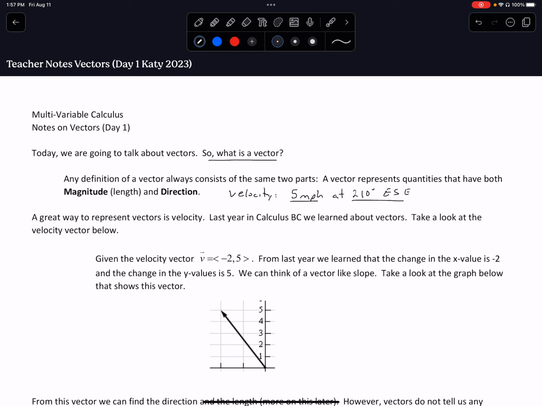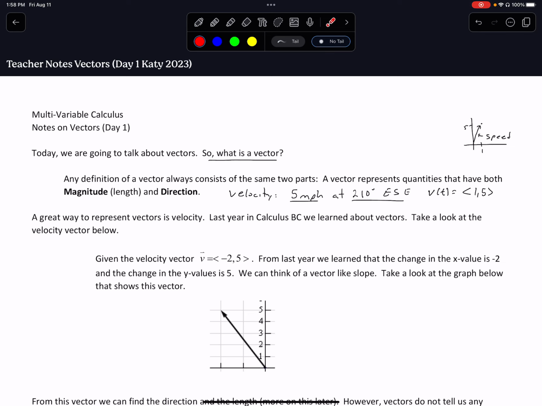Now we also can see velocity last year in pre-cal written as a vector, and we'll get to this in a second. Something like 1 comma 5. Well, this is a velocity. If I were to graph it, as from calculus last year, we're going right 1, up 5. I now know the direction in which we are heading, and if I find the length, I can find the true speed. But more on that later. A great way to represent vectors is velocity, because again, we saw these last year in BC Calculus, or your Cal 1 or Cal 2 class in college.